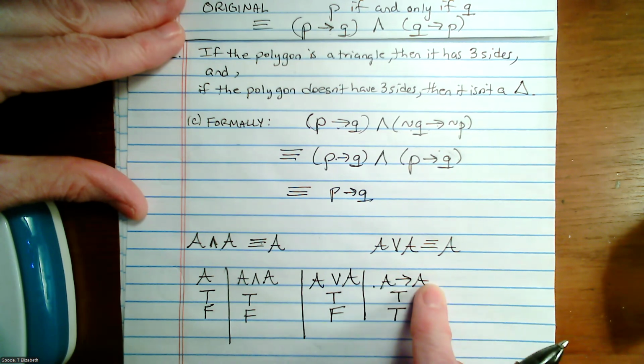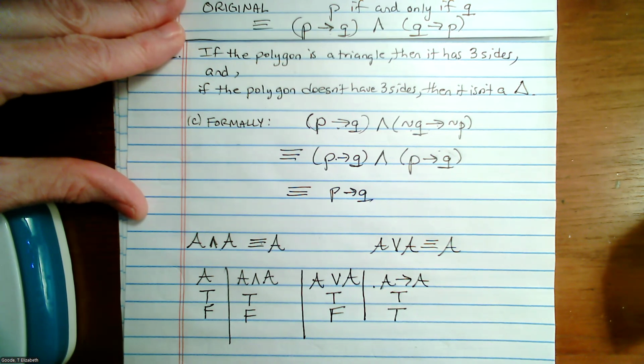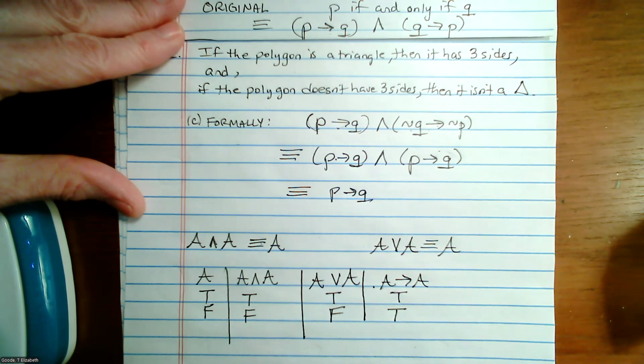I mean, that's what A implies A means. It means if A is true, then A has to be true. So for the false values, you would say you don't have A, which is true, because false implies, yeah, it's true by false hypothesis. But they're not interesting.